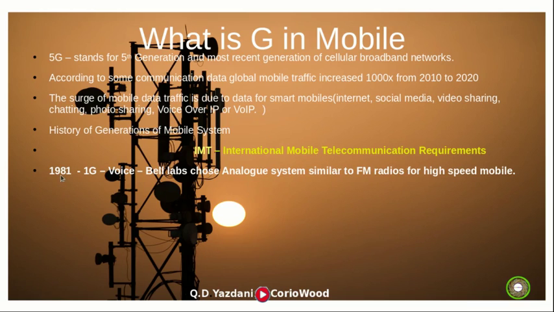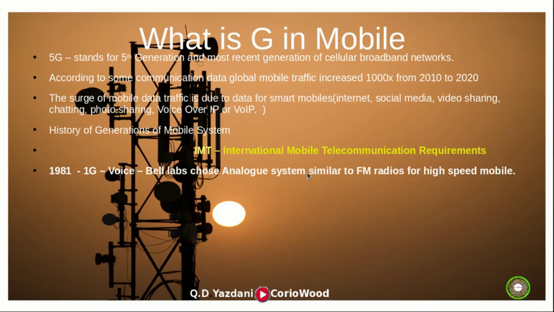Alright, so the first generation began in 1981, and was only voice centric. It means they had only voice. There was no data or internet or anything; in 1981 you could only talk. And Bell Labs chose an analog system similar to FM radios for high speed mobile. Bell Labs was the first company that developed this 1G technology, and they chose an analog system.